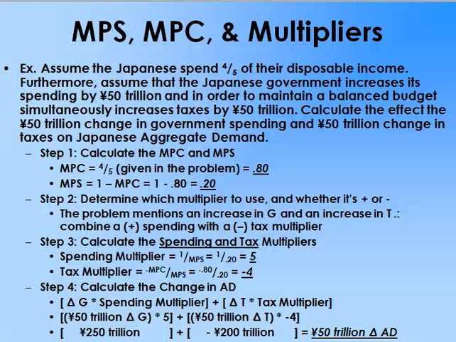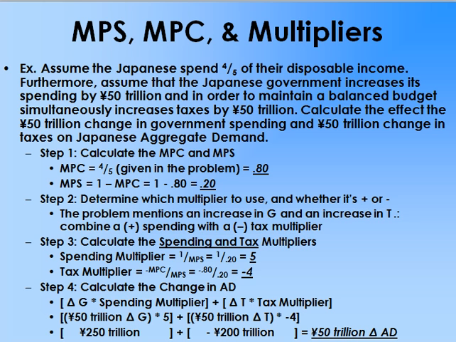So we have to determine for our second step which multiplier to use, and whether it's a positive or negative multiplier. Here's the fun part of this problem. The problem mentions an increase in government spending and an increase in taxes, so we have to use the spending multiplier and a negative tax multiplier in this problem. So for our third step, we're going to calculate the spending multiplier and the tax multiplier. Spending multiplier is positive 1 divided by MPS, which is 1 divided by 0.2. That gives us 5. And the tax multiplier is negative MPC divided by MPS, which is negative 0.8 divided by 0.2. That gives us negative 4.